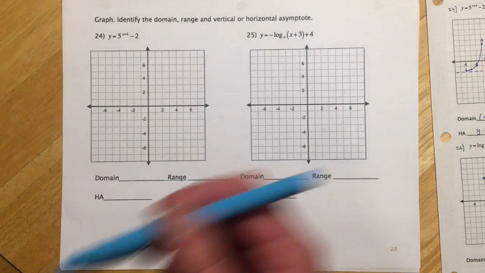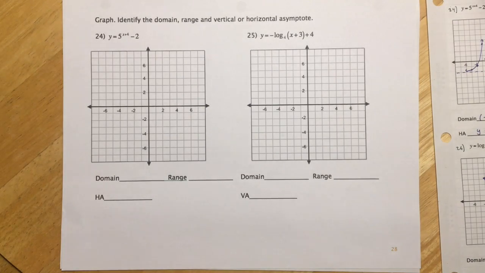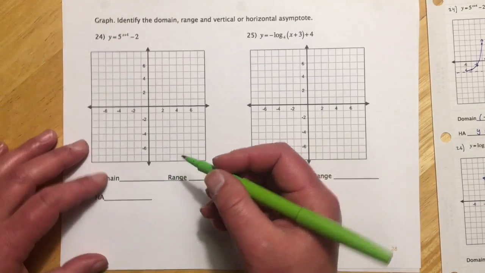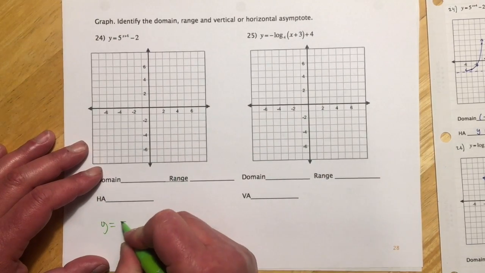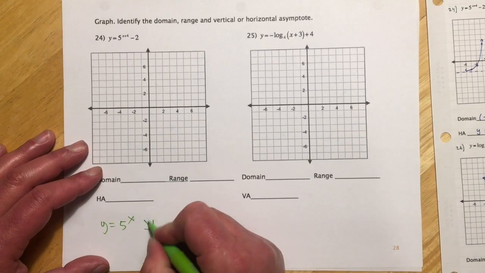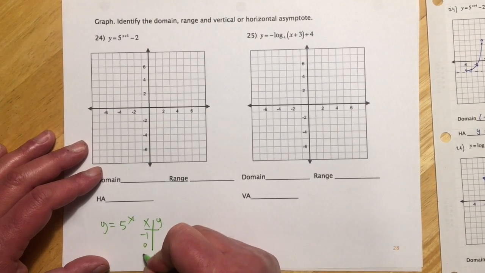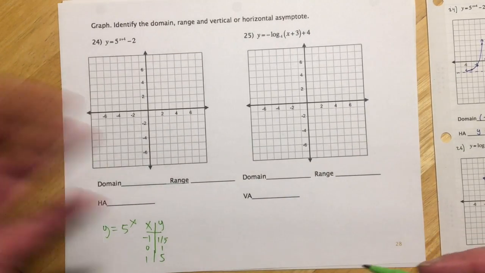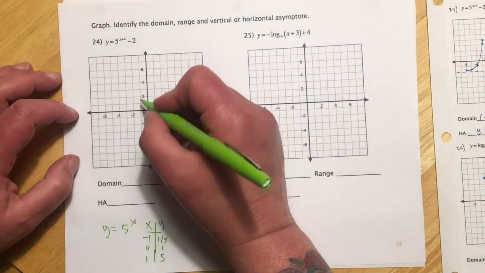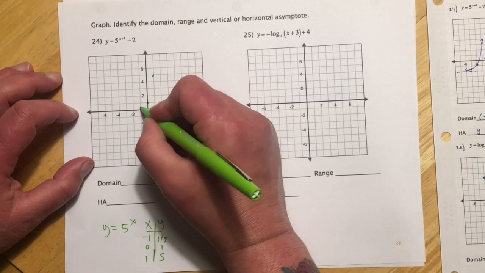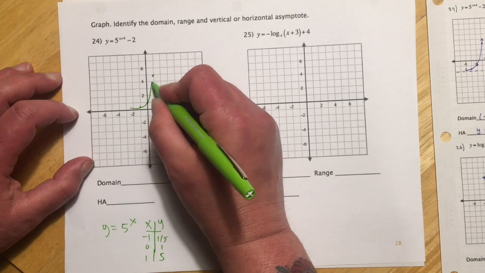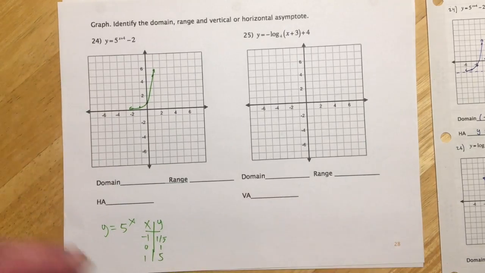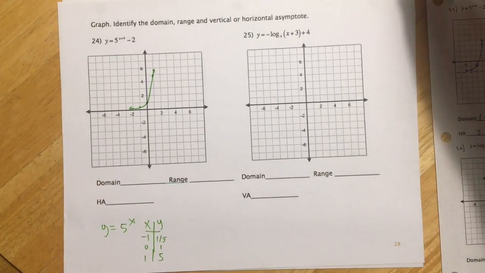So remember with these ones, we want to do a parent function just based on whatever the base is. So y equals 5 to the x, and remember we just do -1, 0, 1, and then 1/5, 1, and 5, and after that we'll use transformations for whatever we're given. So our parent function would be basically like this. And it's always going to come out 1 over the base, 1 in the base. So they're pretty easy to get the parent function.